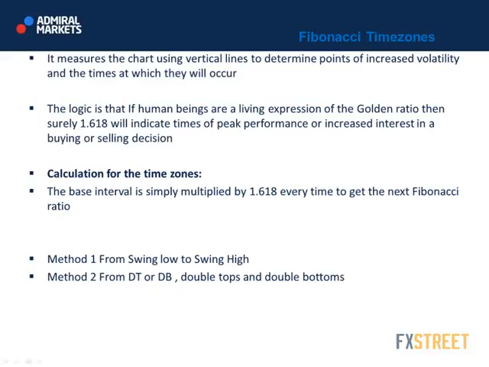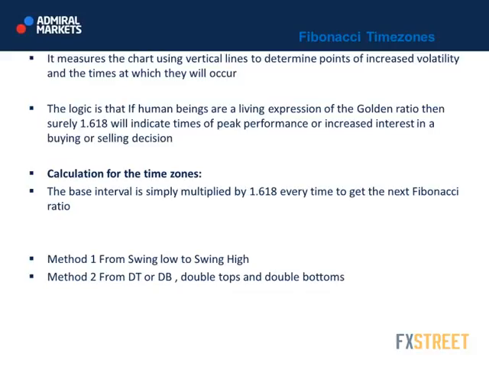So those time zones measure the chart using vertical lines to determine points of increased volatility, and the times at which they will occur. The logic is that if human beings are a living expression of the golden ratio, then surely 61.8 will indicate times of peak performance or increased interest in buying or selling decisions.